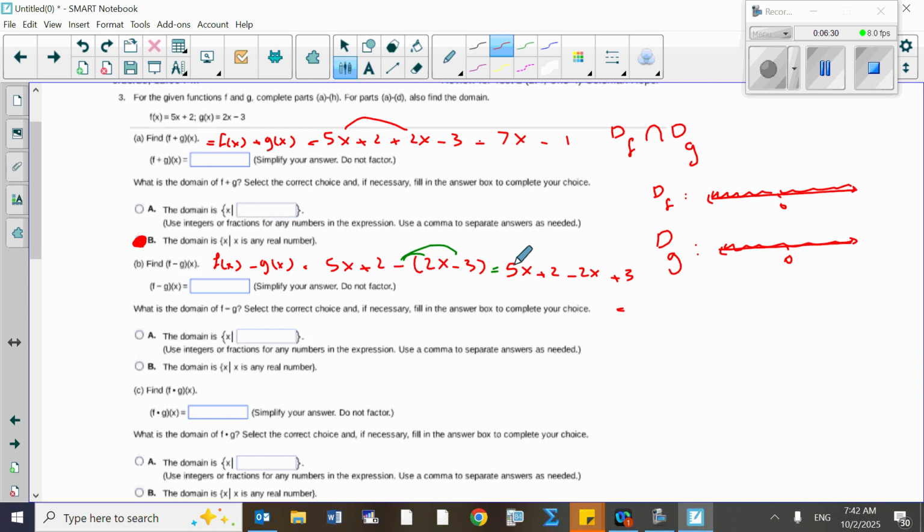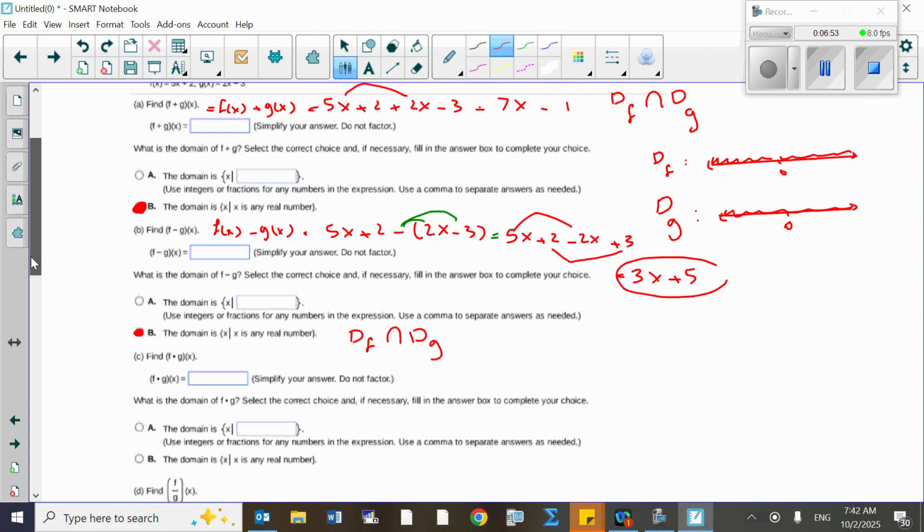Now combine the like terms. 5 and negative 2 make it 3x. 3 and 2 makes 5. So 3x + 5 is f minus g of x. What is the domain? Again, domain will be any real number because for this one also you need to find the domain of f, intersection domain of g, which we already found.